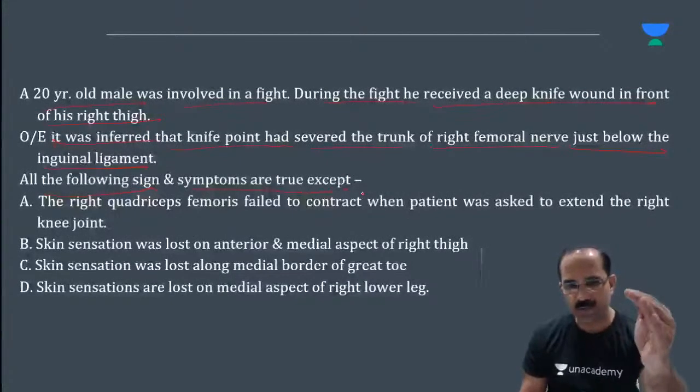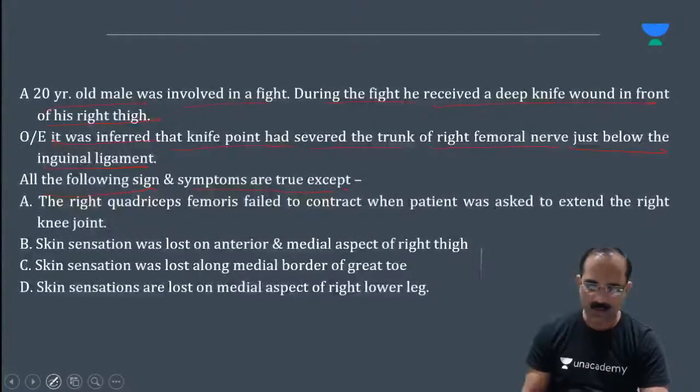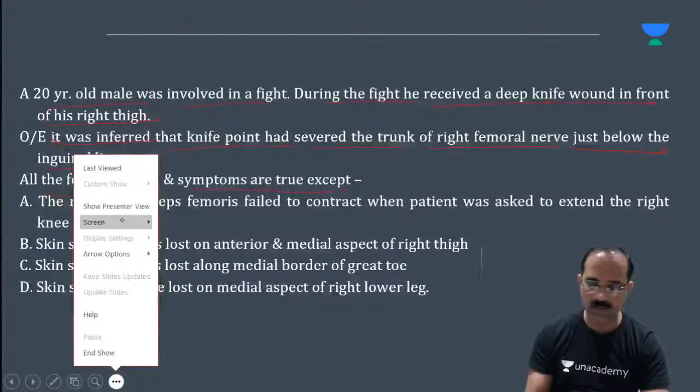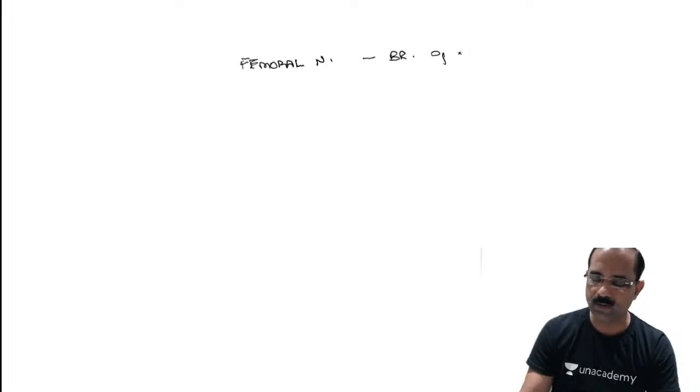Now students, before we come to the options, let me tell you something about the femoral nerve. Femoral nerve is a branch of, can anyone answer this? Femoral nerve is a branch of what? Just some important things about the femoral nerve. Femoral nerve is a branch of the lumbar plexus.